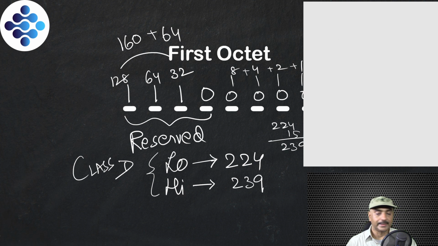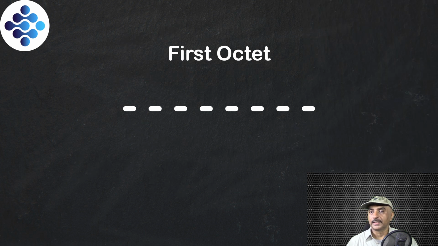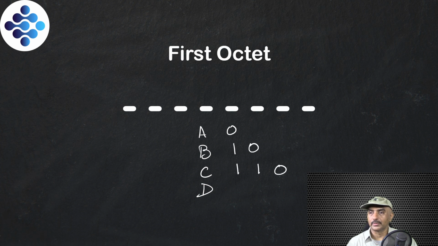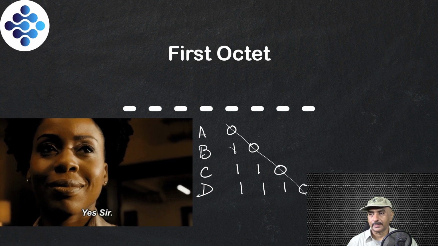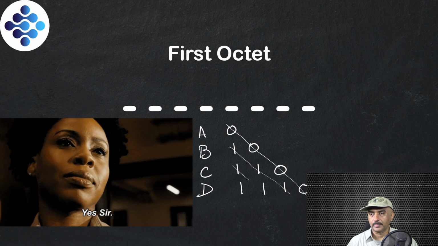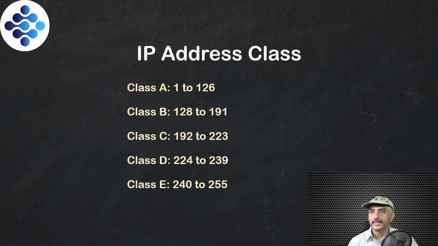So the whole idea is that the bits which are reserved for class A, class B, class C, class D: here it was 0, here it was 1, 0, 1, 1, 0, 1, 1, 1, 0. I hope you are seeing a pattern, correct? There is a pattern. So here is the quick summary of all the classes we discussed. Now class A, B, C, they are used commercially.